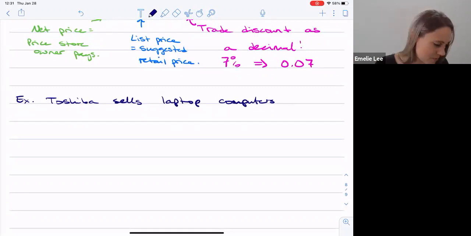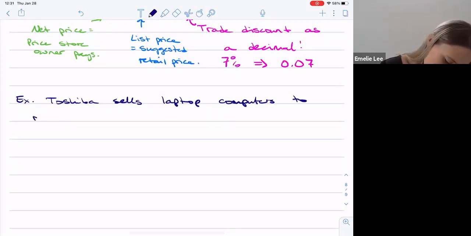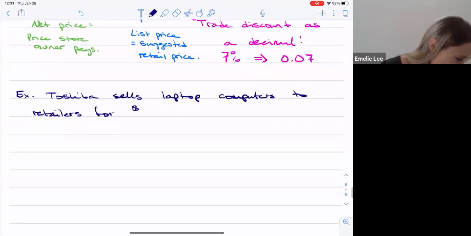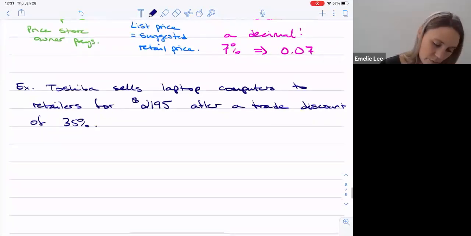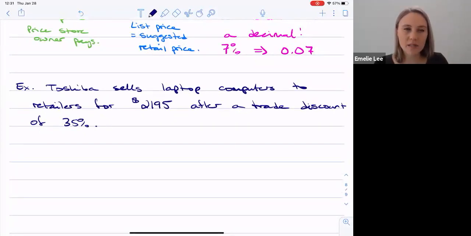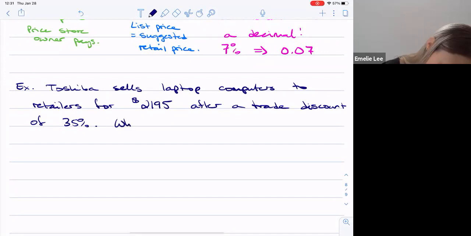Toshiba sells laptop computers to retailers for $2,195 after a trade discount of 35%. What is the list price of the laptop?